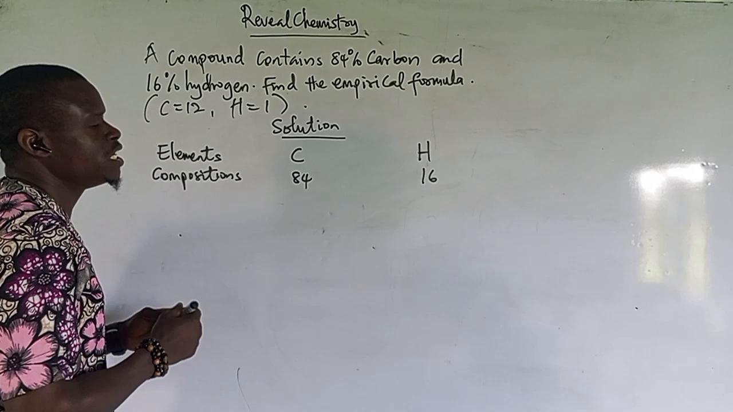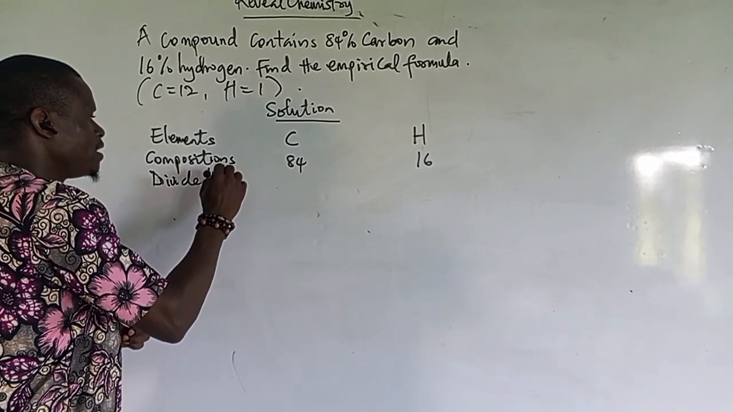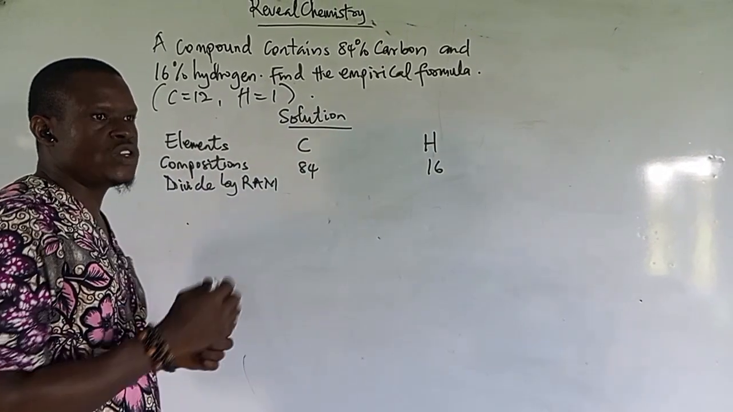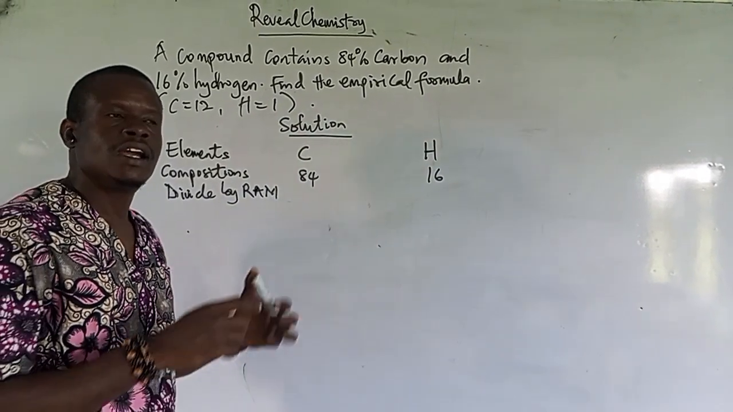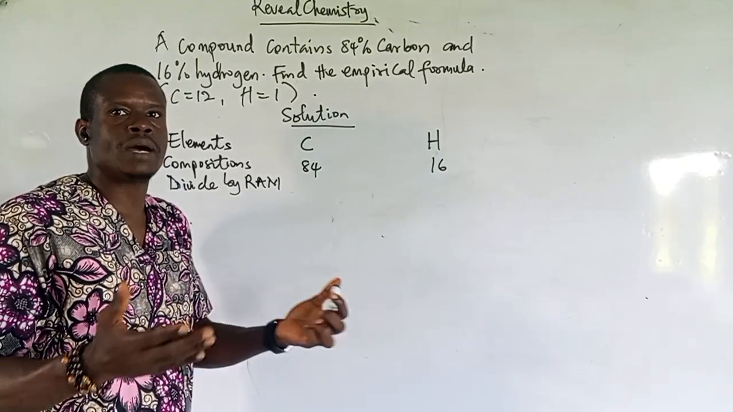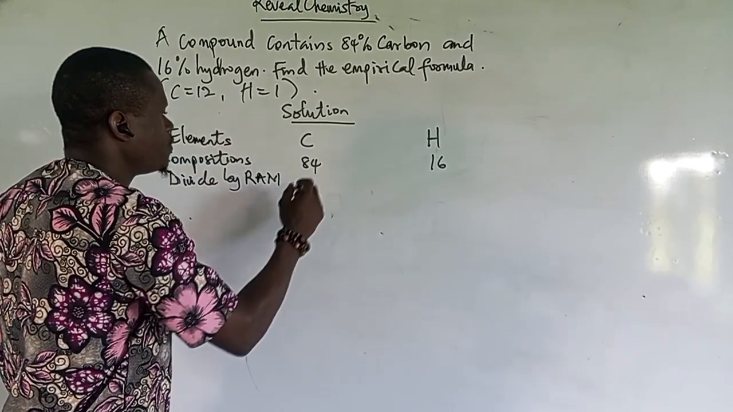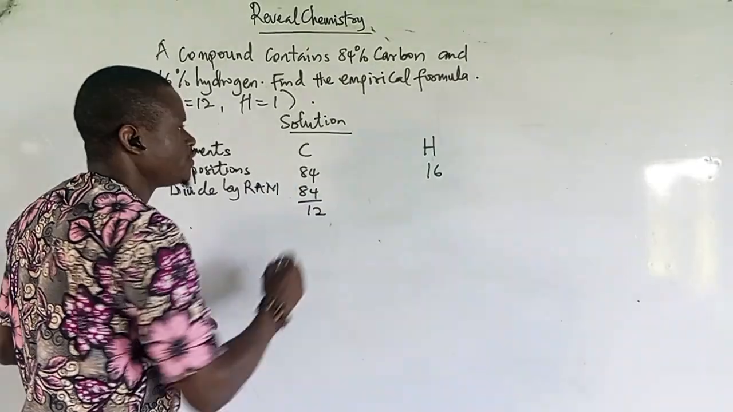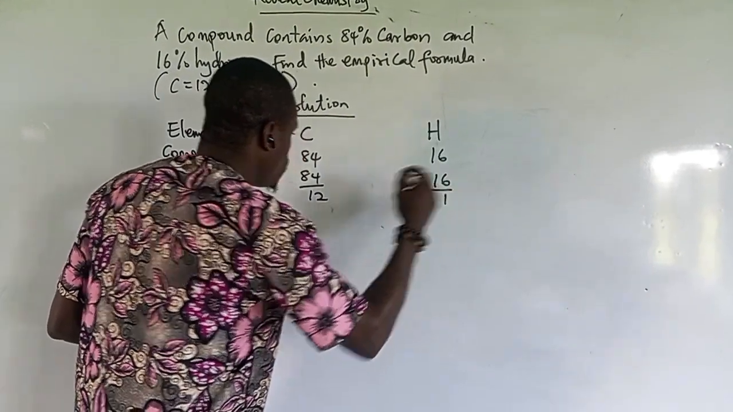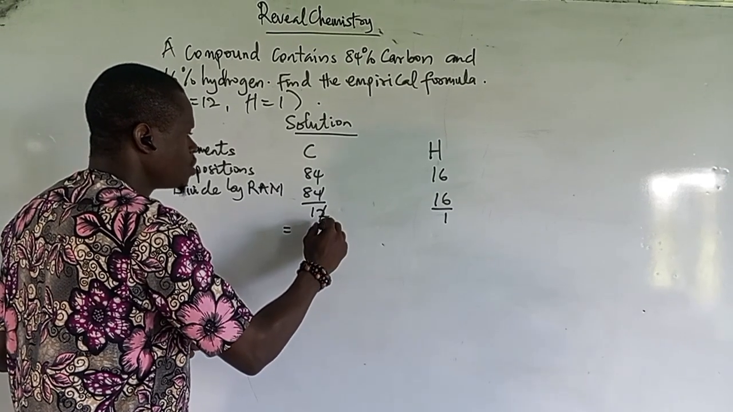is to deal with their masses. So you divide by the relative atomic mass. Remember in a previous video, I told you that relative atomic mass is calculated the same way as relative molecular mass. So the mass of carbon here is 12, that is 84 over 12, and the mass of hydrogen is 1, so 16 over 1. So we divide.